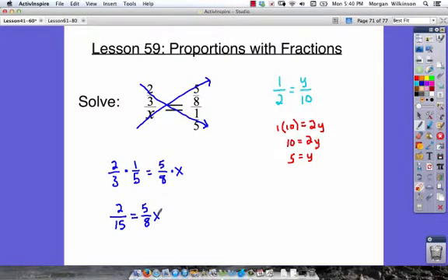In order to get x by itself, we have to undo the multiplication of 5/8, so we're going to multiply by the reciprocal of 5/8, that's 8/5. So we multiply by 8/5, the 8's cancel, the 5's cancel, and now we have x by itself if we balance out the other side by multiplying it by 8/5.